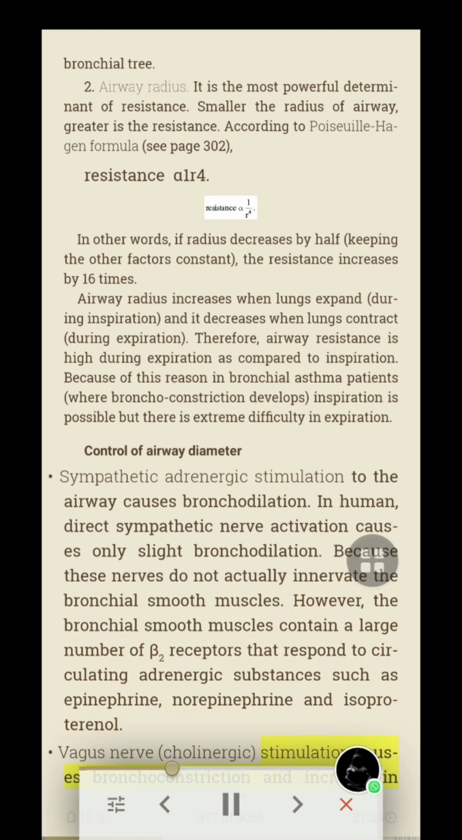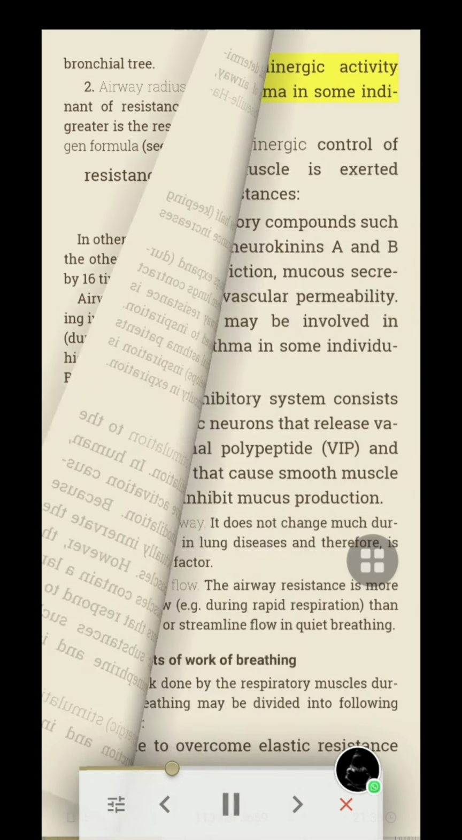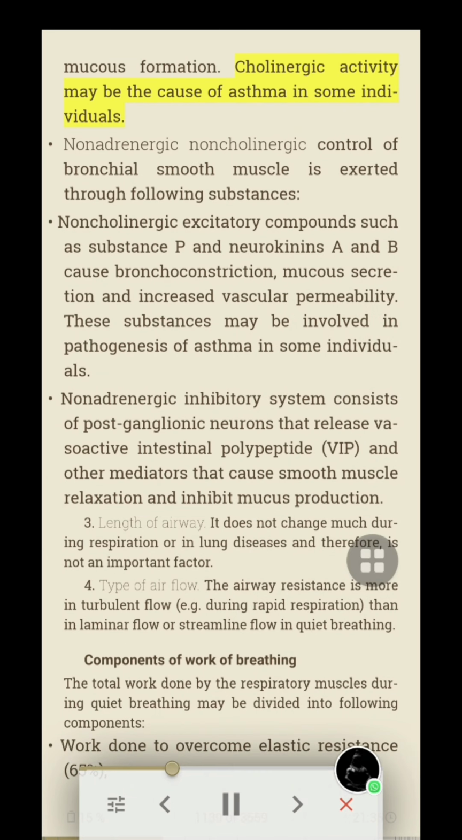Vagus nerve cholinergic stimulation causes bronchoconstriction and increase in mucus formation. Cholinergic activity may be the cause of asthma in some individuals.